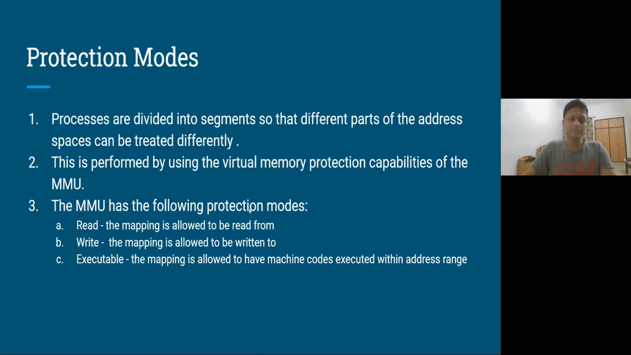The MMU has the following protection modes. Read: the mapping is allowed to be read from. Write: the mapping is allowed to be written to, that is, it can be changed. Executable: the mapping is allowed to have binary code which can be executed by the processor.